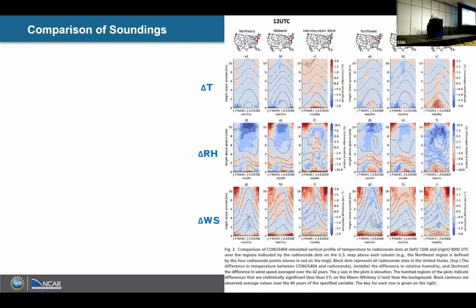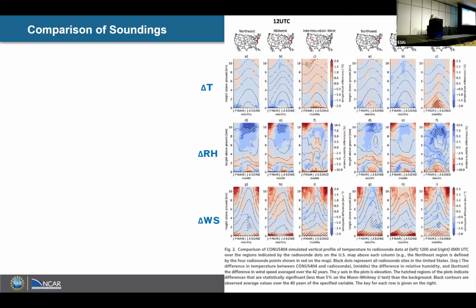Now, they haven't done as much validation for wind energy. Out of the BAMS paper, they did look at a comparison with profiles over the 42 years in terms of differences from soundings, atmospheric soundings that are put up twice a day, in terms of differences in temperature, relative humidity, and wind speed.